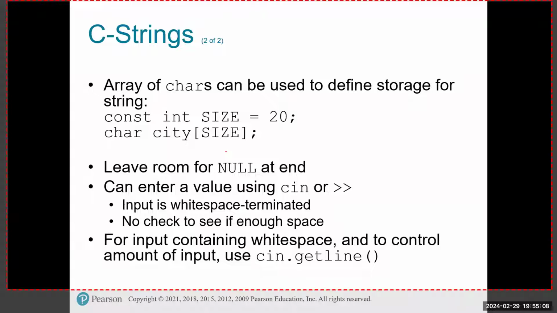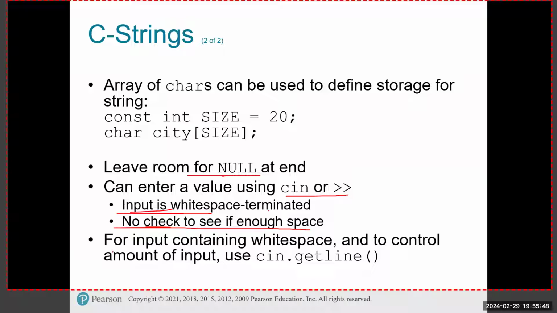An array of characters can be used to define the storage for the string, and you should leave room for the null at the end. You can enter a value using cin. Whenever you are doing C type of string stuff, the input is white space terminated and there is no check to see if enough space is there. So you have to be accurate, otherwise you will get a problem.